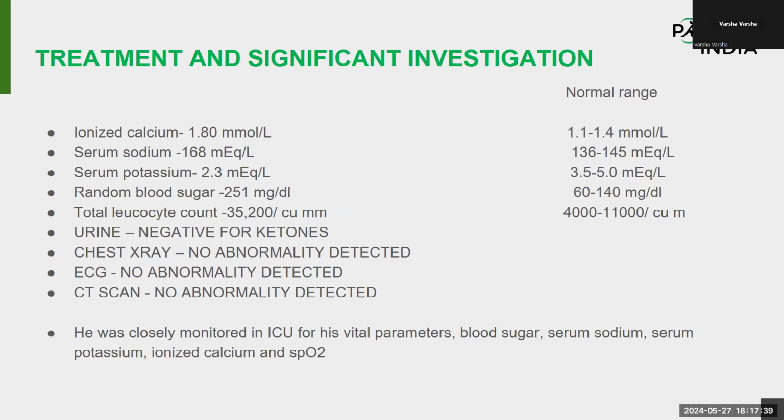Moving on to the treatment and the significant investigations, we did electrolyte investigations where the ionized calcium, serum sodium, serum potassium, random blood sugar level and total leukocyte count were found to be raised in comparison to the normal ranges. They were negative for ketones in the urine test, and the chest X-ray, ECG, and CT scan had no abnormalities. He was closely monitored in ICU for his vital parameters, blood sugar, serum sodium, serum potassium, ionized calcium and SpO2.